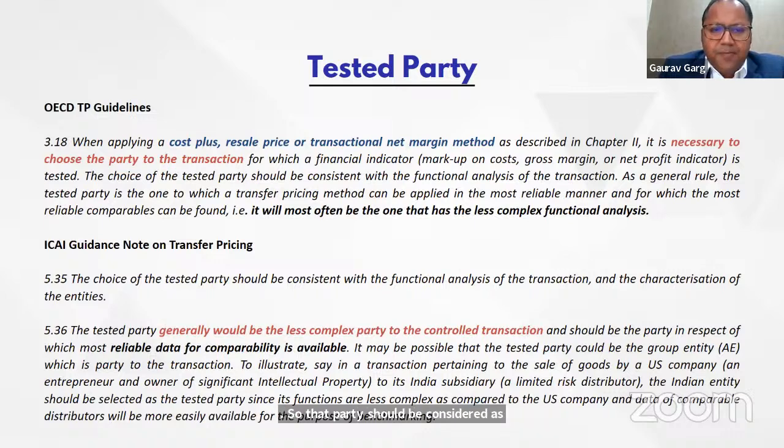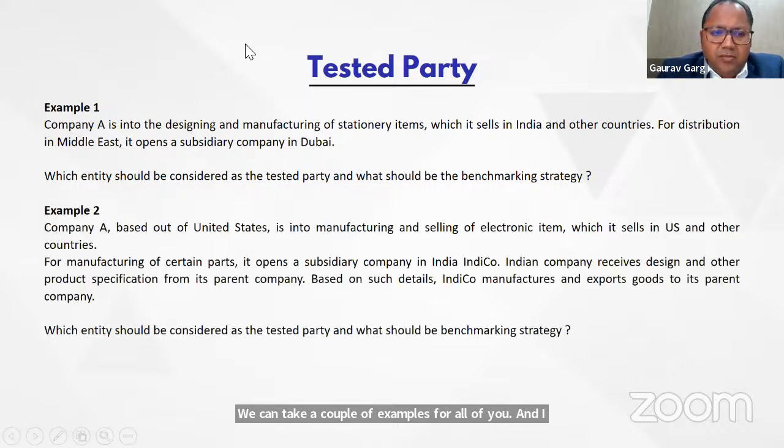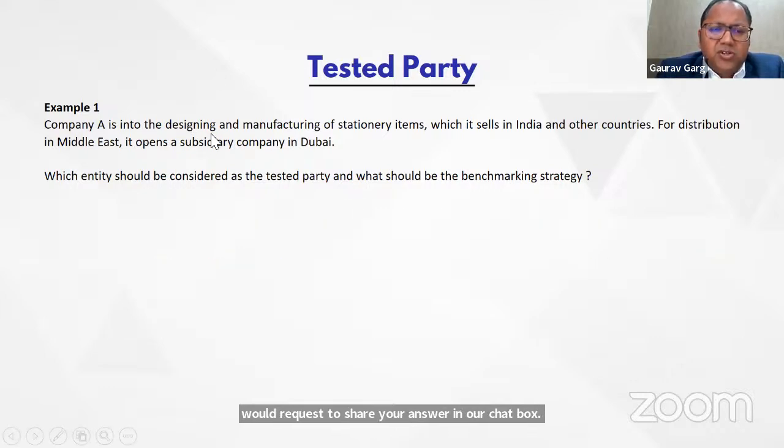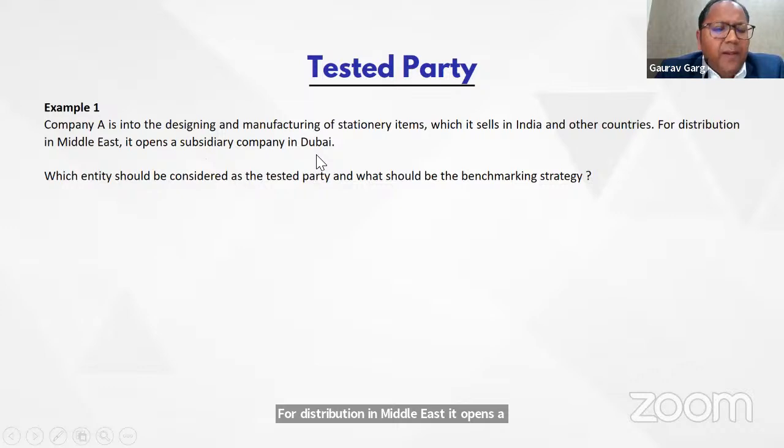Now, moving further, we can take a couple of examples for all of you, and I would request you to share your answer in our chat box. Let's say we have company A, which is into designing and manufacturing of stationery items, which it sells in India and other countries. For distribution in the Middle East, it opens a subsidiary company in Dubai. Which entity should be considered as the tested party, and what should be the benchmarking strategy?